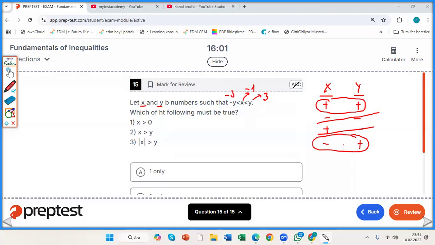When we look at the second statement, x is greater than 0. As you can easily realize, it seems not possible for each option. And the last option says that in absolute value, x is always greater than y. When you check this, it is not possible at the same time. That's why there is no true statement for this question.